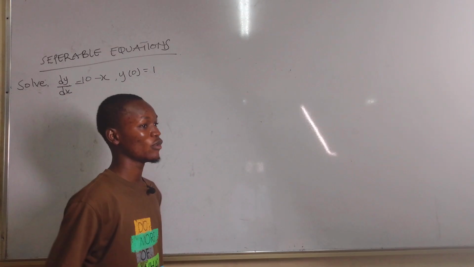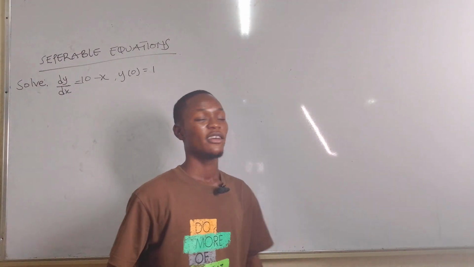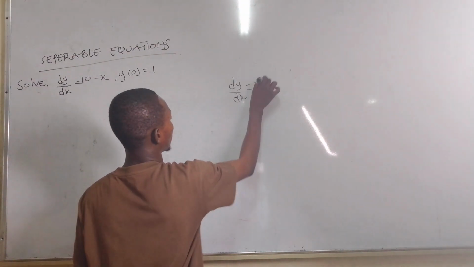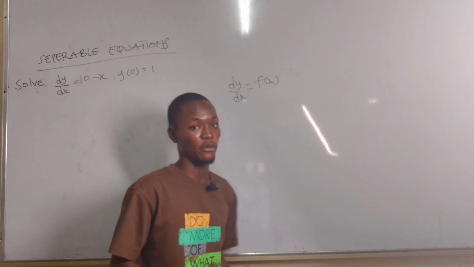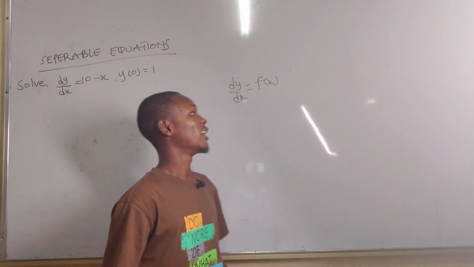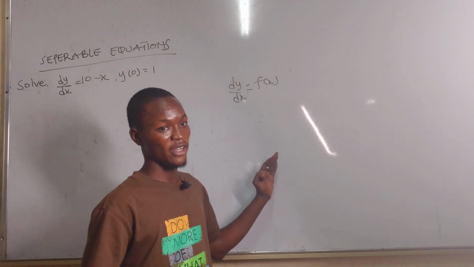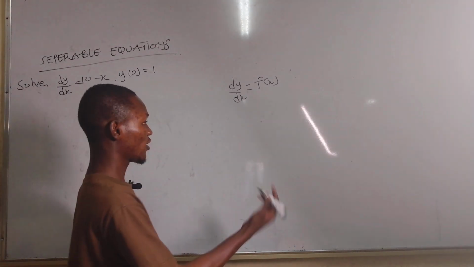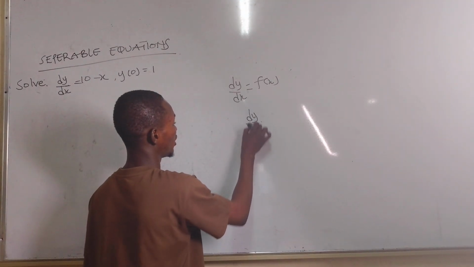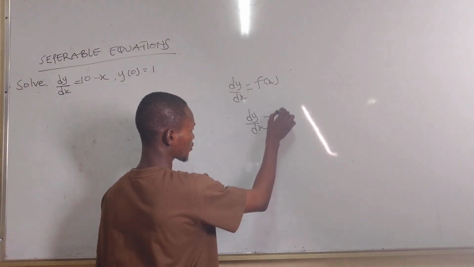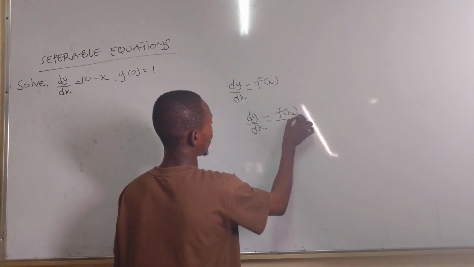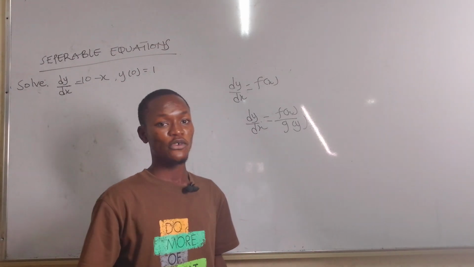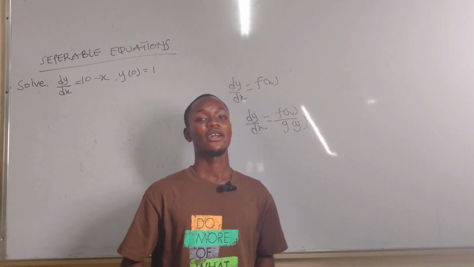Now, a separable equation comes from the fact that if you have dy/dx = f(x), a separable equation is of this form. The idea is that the function of x on the right-hand side can be separated from the function of y. So let's assume we have dy/dx equal to f(x) over g(y). This is a separable equation, and how do you find the value of y?